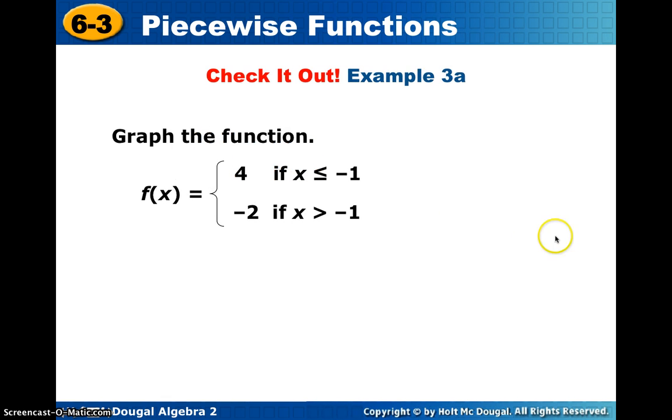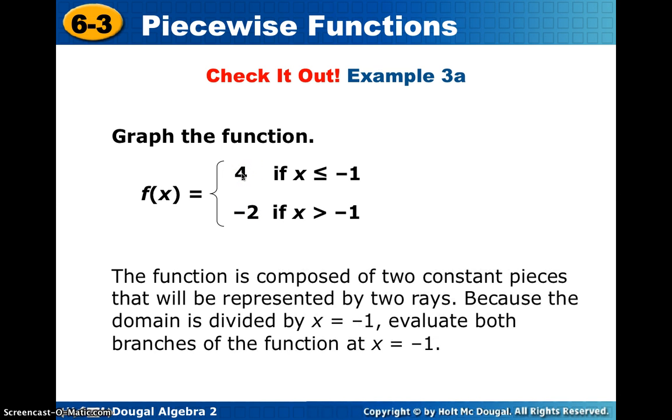Let's graph another one. In order to graph this one, we're going to have to start at the y value of 4, and we're going to draw just a horizontal line right there at 4. The function is composed of two constant pieces that will be represented by two rays. Because the domain is divided by x equals -1, evaluate both branches of the function at x equals -1.